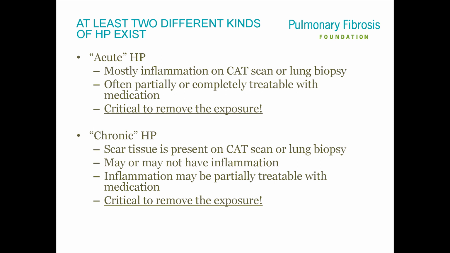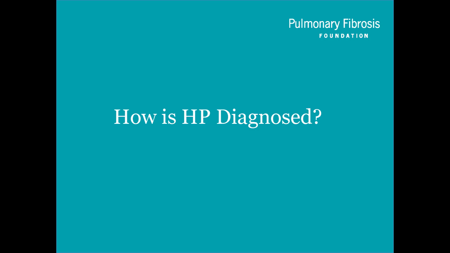Chronic HP typically means that scar tissue is present, with or without inflammation. The scar tissue can be seen on the CAT scan or on a lung biopsy, or both. And again, the inflammation can be treatable to some degree, but unfortunately the scar tissue is not treatable. And again, I'll reinforce that it's critical to remove the exposure from the home or to move out of the home. Those are the two main strategies.